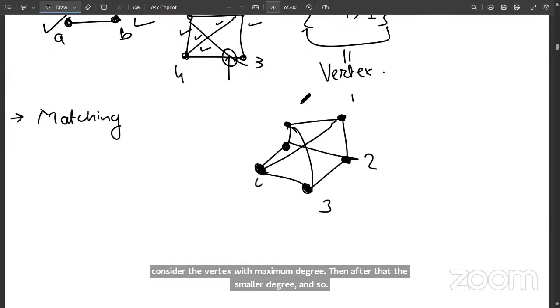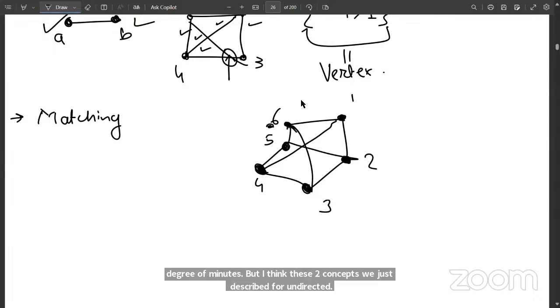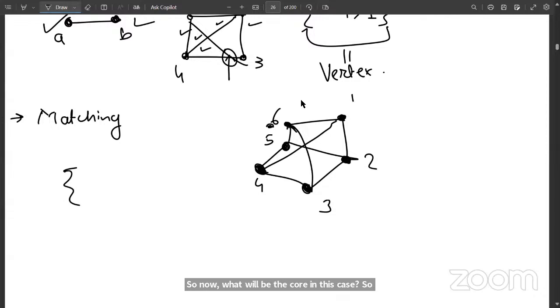One, two, three, four. In a directed graph, you can consider the maximum in-degree. But I think these two concepts we described only for undirected graphs. So now what will be the vertex cover in this case? Since the degree of 1 is 3, the degree of 2 is also 3, the degree of 3 is also 3, and this is also 3, this is also 3.